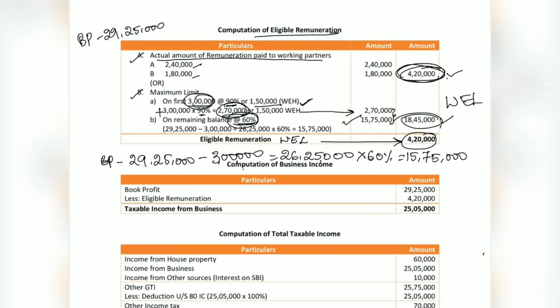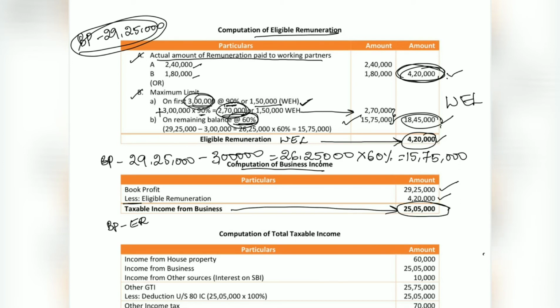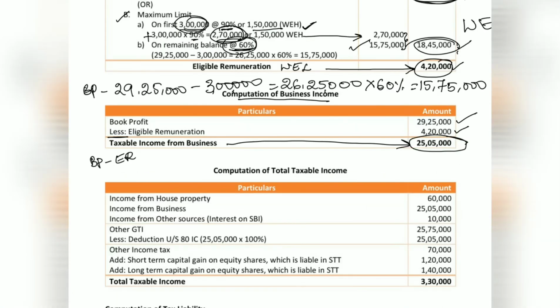So the next step is to calculate business income. Business income is very simple to calculate. You will consider book profit minus eligible remuneration. How much book profit do we have? 29,25,000. Less eligible remuneration. How much eligible remuneration did we just find? It's 4,20,000. So your business income is 25,05,000.